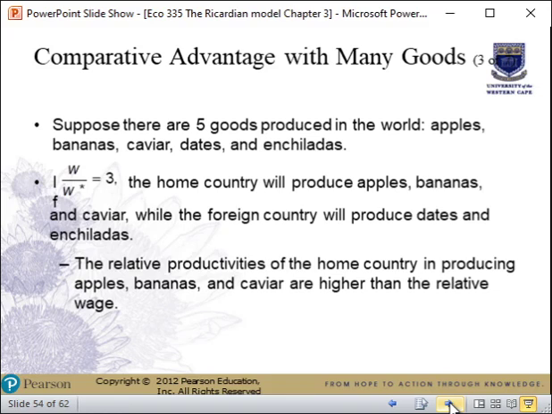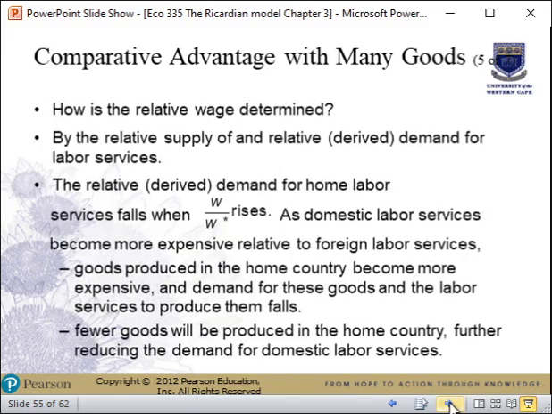Therefore, with specialization, the home country has high productivity in apples, bananas, and caviar that gives it a cost advantage despite its high wage, whilst the foreign country has a low wage that gives it a cost advantage despite its low productivity in dates and enchiladas.